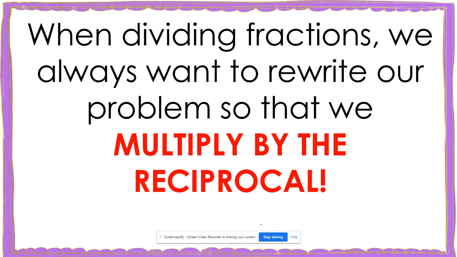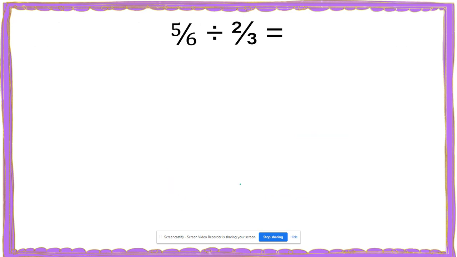To divide fractions without using a model, we have to use the algorithm. And the algorithm for dividing fractions is that we always want to rewrite the problem so that we are multiplying the dividend by the reciprocal of the divisor. So in this problem, I have 5/6 divided by 2/3.